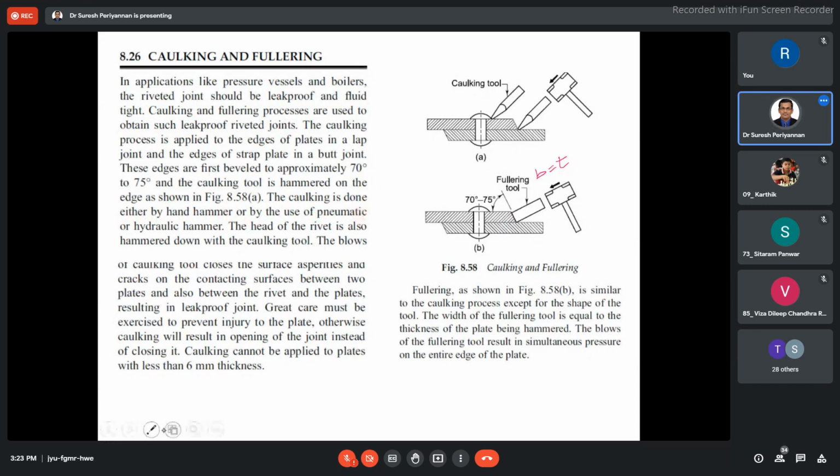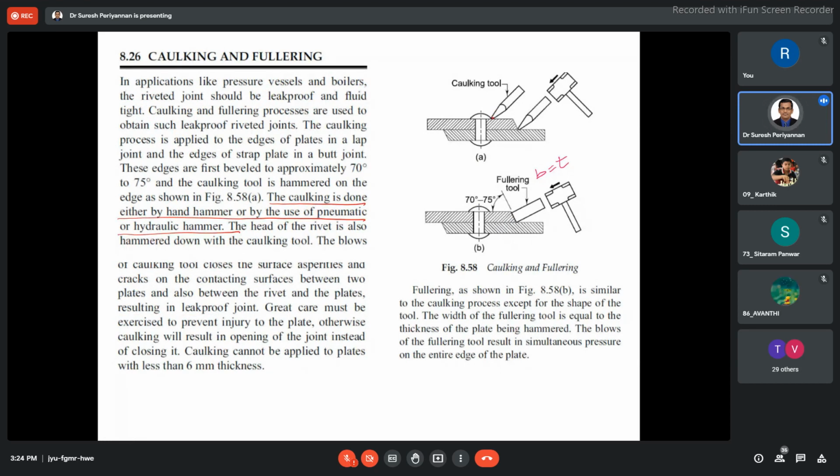Hand hammer or pneumatic hydraulic hammer. Yeah, pneumatic hydraulic hammer. Now the head of the rivet is also hammered down. This is our caulking tool. The head of the rivet is also hammered down with the caulking tool.